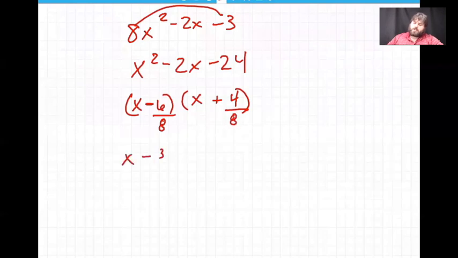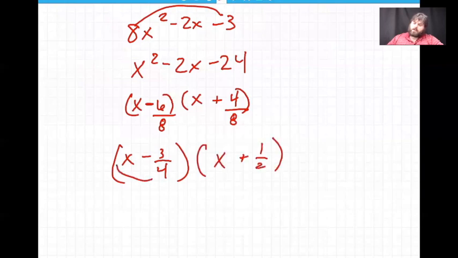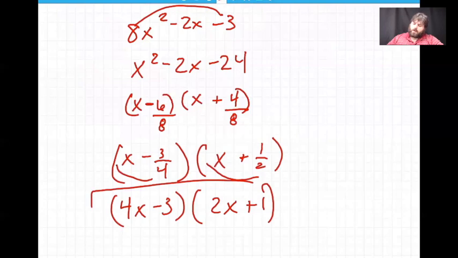Reduce my fractions, that's 3/4. And this is 1/2. Then I move over my denominators. 4x minus 3 times 2x plus 1. That's the factorization. So once you figure out how to do it, it's pretty easy. You just got to learn how to do it.